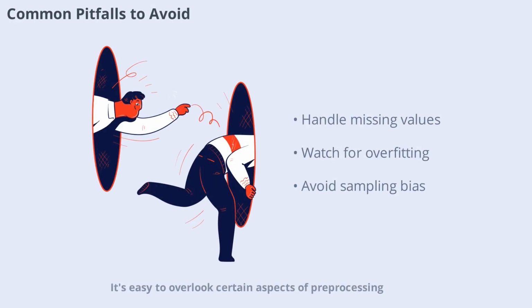It's easy to overlook certain aspects of preprocessing, such as failing to handle missing values or ignoring outliers. Other pitfalls include overfitting during feature selection or introducing bias during sampling. Being aware of these common mistakes helps you avoid them and ensures a smoother preprocessing workflow.